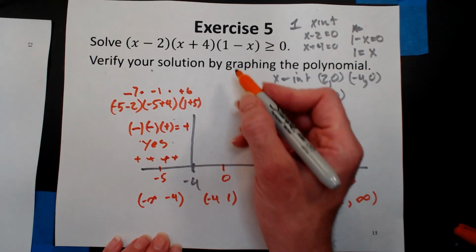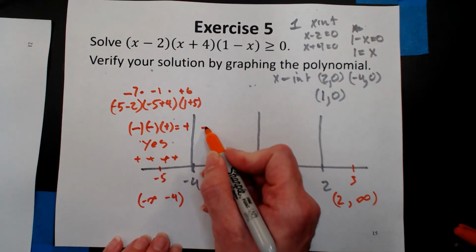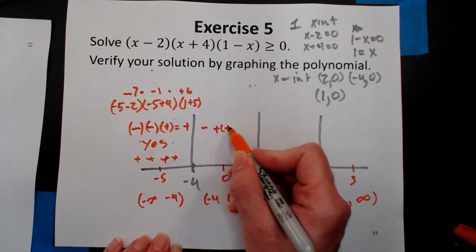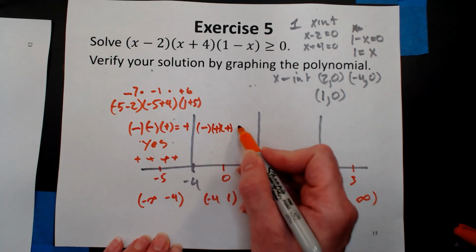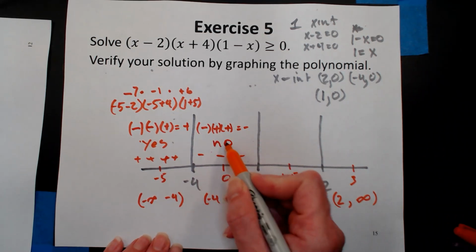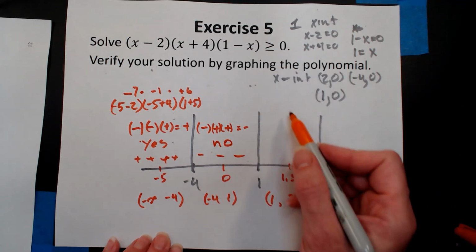So let's try this for 0. So if I plug in 0 here, it's going to make it negative, positive, and then positive again. Overall gives me negative. I don't want negative numbers. We want it to be greater than 0.